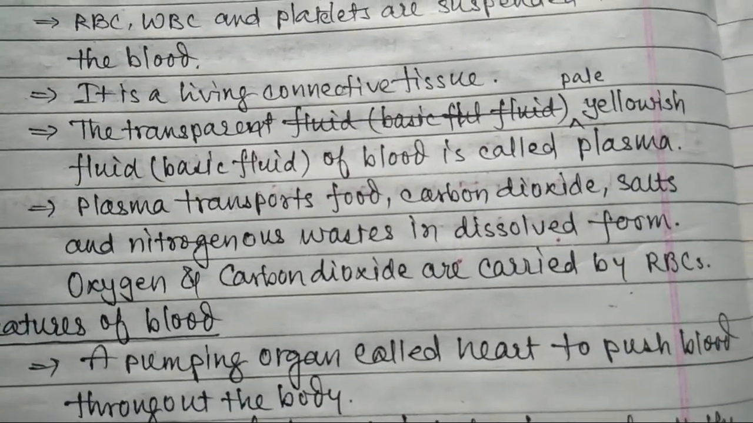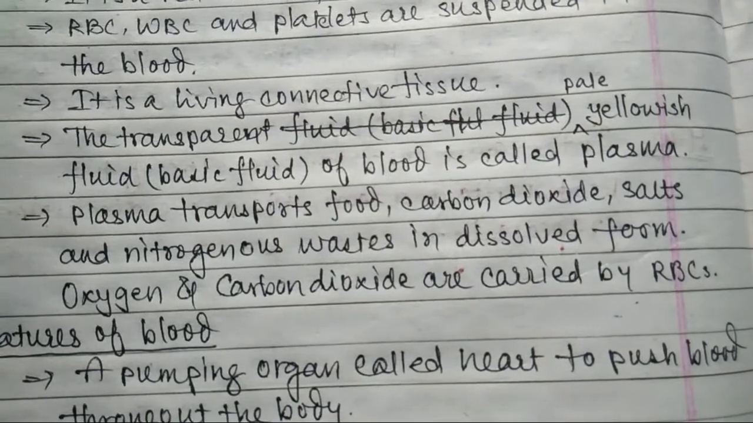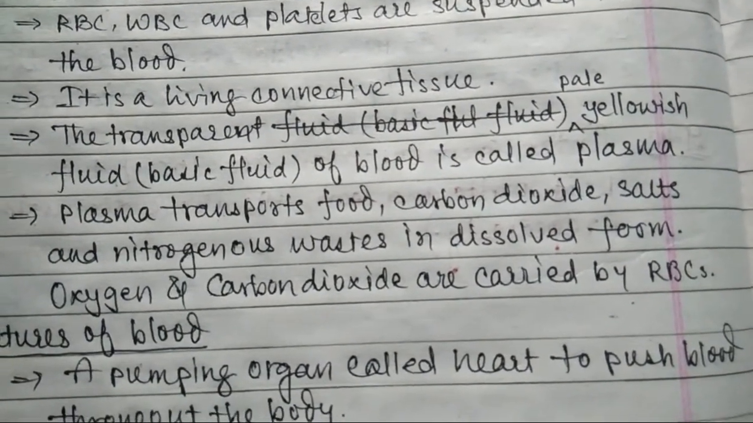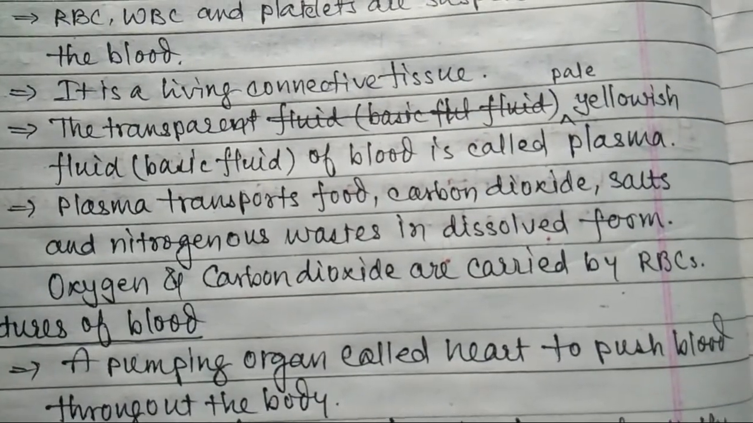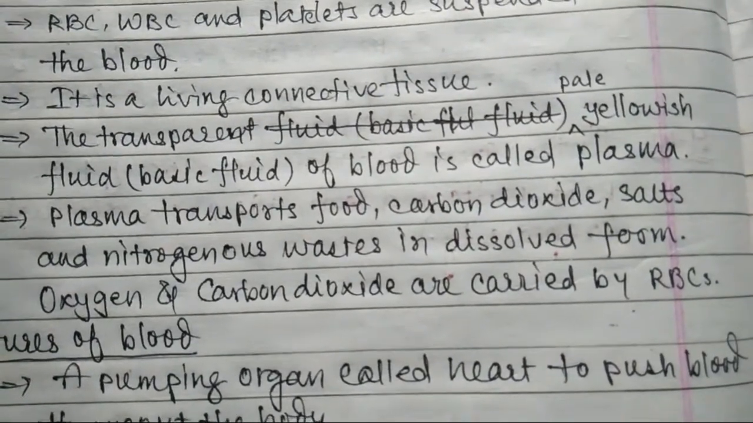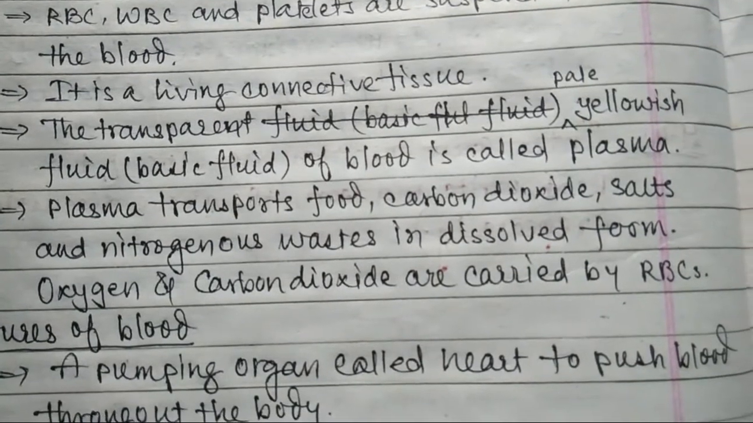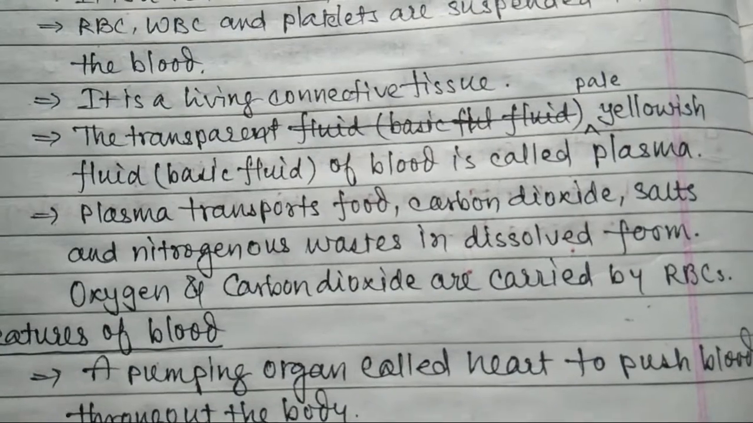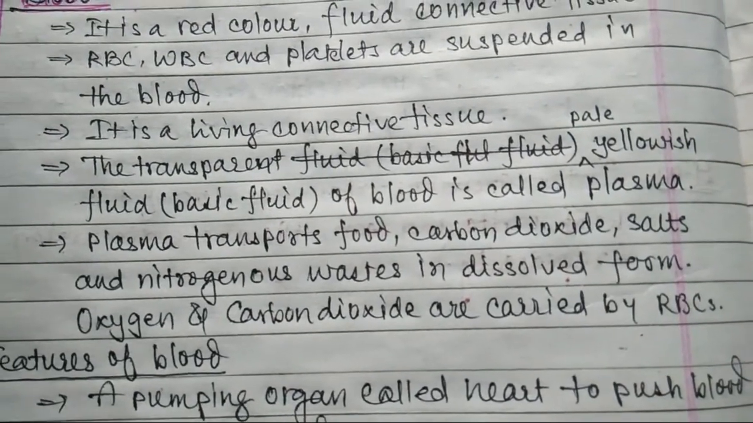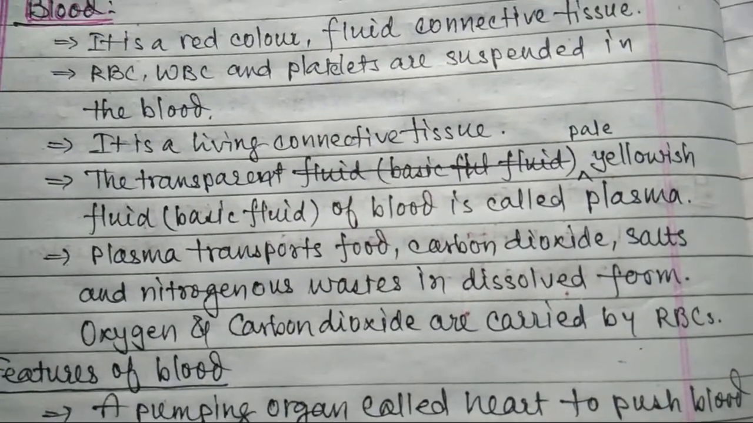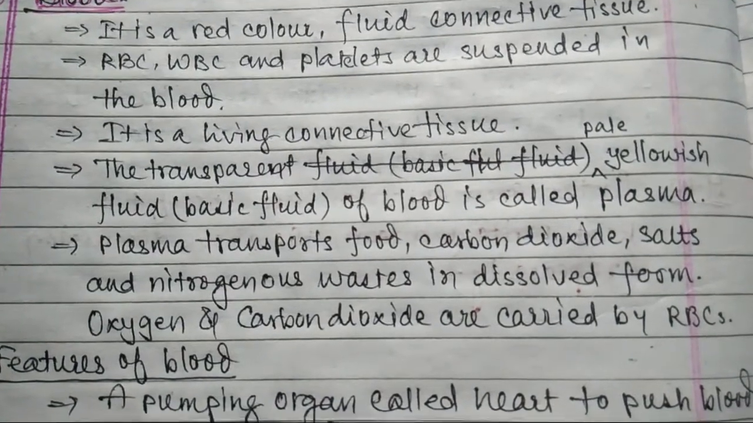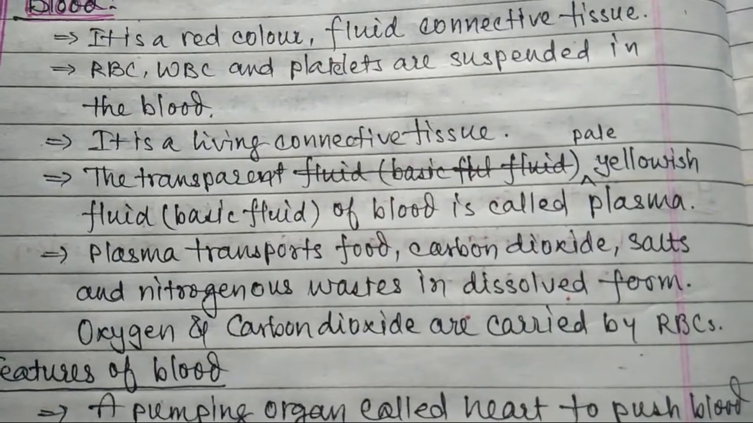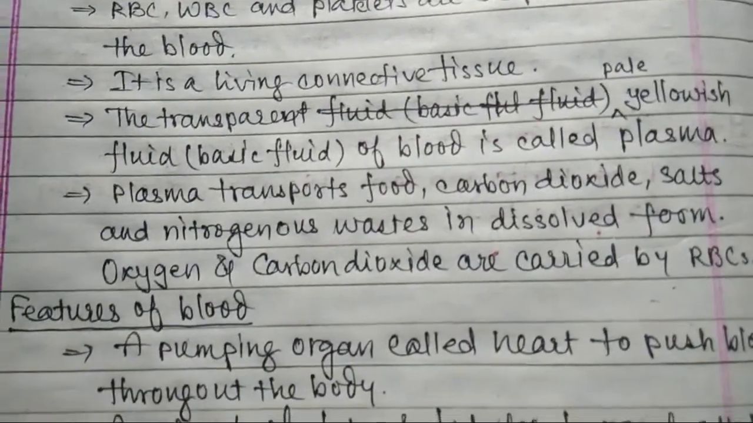The transparent pale yellowish fluid, the basic fluid of blood, is called plasma. Plasma transports food, carbon dioxide, salt and nitrogenous waste in dissolved form. Oxygen and carbon dioxide are carried by RBC. RBC have a special protein called hemoglobin. Due to this, the respiratory gases oxygen and carbon dioxide are carried by it.